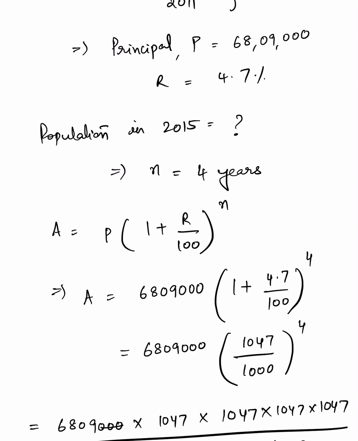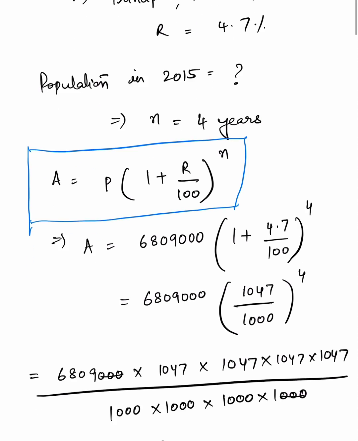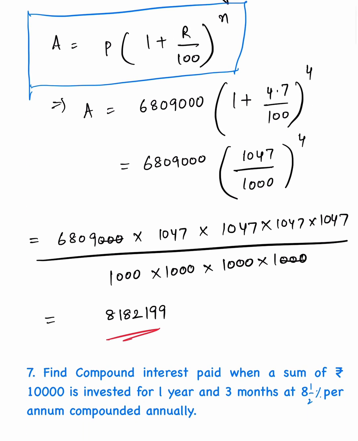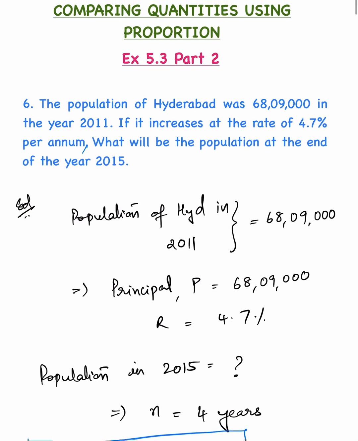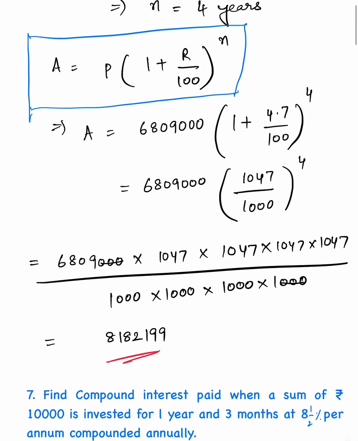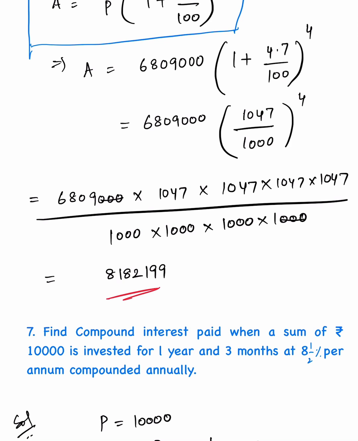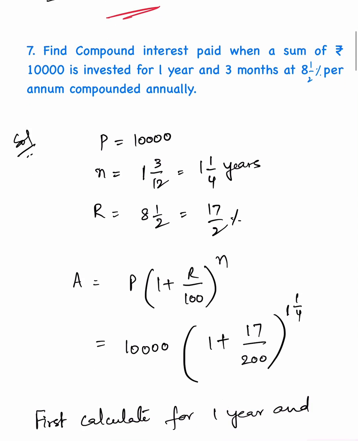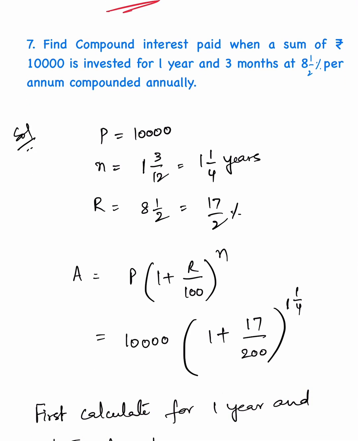So n is 4. A equal to P into 1 plus R by 100 whole power n. This is the amount formula for compound interest. So A equal to 6,809,000 into 1 plus R is 4.7 by 100 whole to the power of 4, which is equal to 8,182,199 after simplification. So this is the population of Hyderabad at the end of year 2015. So 8,182,199 is the answer.